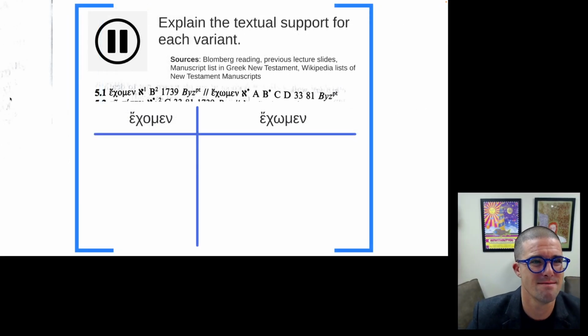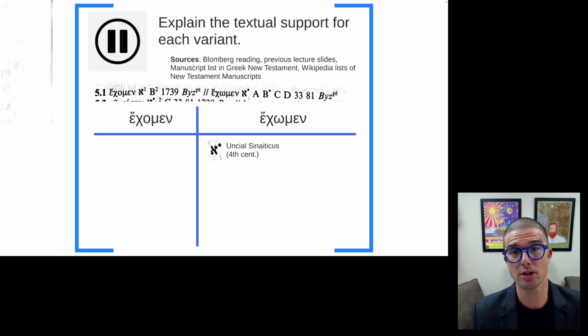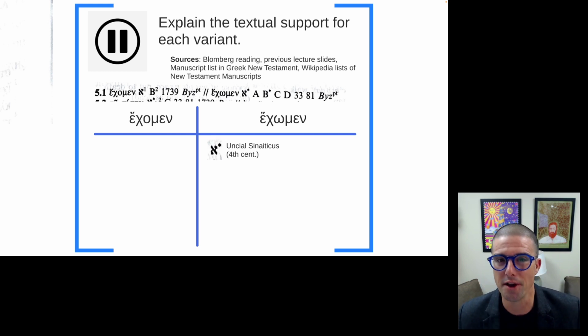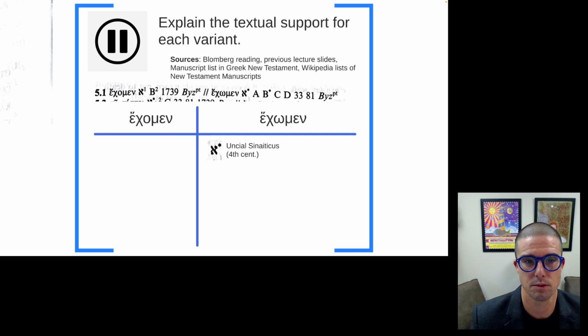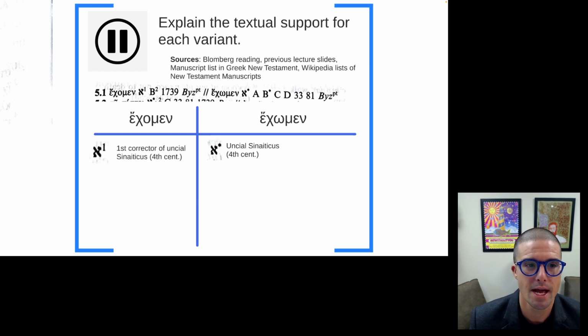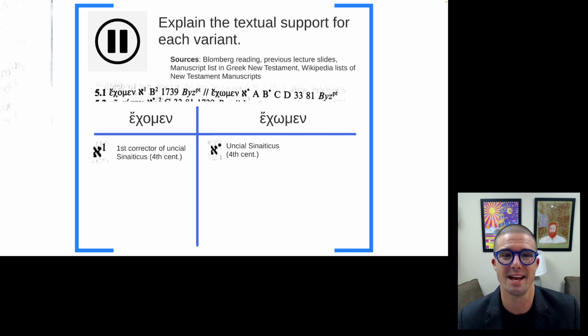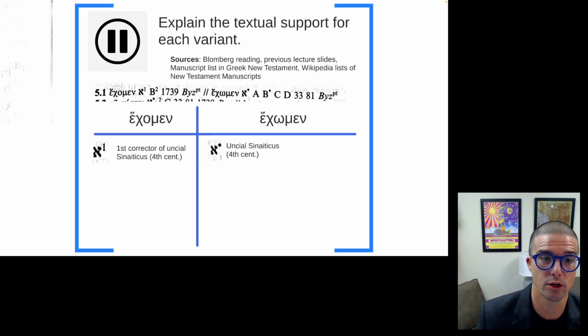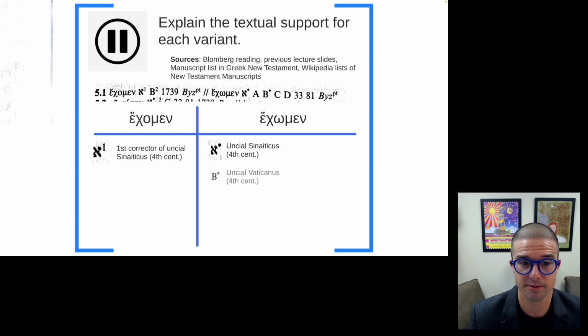All right, now that you have come back and made your list of support for the variant readings, I'll go ahead and show you what I have. We're going to start over on the subjunctive, actually, because the uncial Sinaiticus, that little asterisk, tells us that this is the first reading, the original, non-corrected reading of Sinaiticus, which is probably our most important witness for this particular variant. It comes from the 4th century, and a scribe later came along and corrected Sinaiticus to read the indicative. So the original reading of Sinaiticus had the subjunctive, and then it was later corrected to read the indicative.